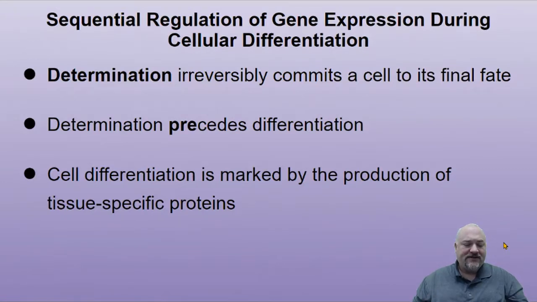So what happens is determination irreversibly commits a cell to its final fate. Once you go through determination, you're going to be a liver, a muscle, a nerve. Determination precedes, or comes before, differentiation. So there's some genetic determination, which then leads to making certain proteins and RNAs, which lead to the cell becoming different. Differentiation happens once you've got those tissue-specific proteins being produced.